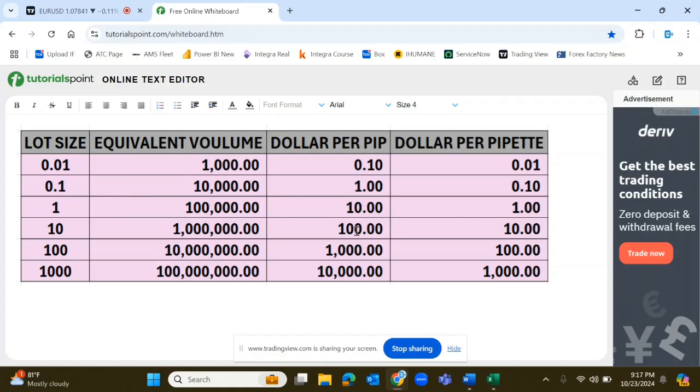So it's just like a double-edged sword. If you pick a trade and the price begins to go against you, then you are going to lose a lot of money. And if it decides to go in your favor, then you are going to make a lot of money. So that is what these pips, lot size, and pipets mean in the market.